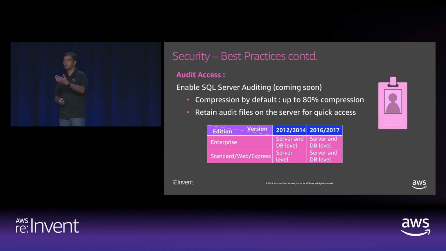So the idea is, when you create this option, you will tell us which S3 bucket you want your audit files uploaded to, and then we'll compress them and upload them. And once they're in S3, you can retain them for however long you want. If you want, you can have a lifecycle set to push them to Glacier, whatever you need after that.